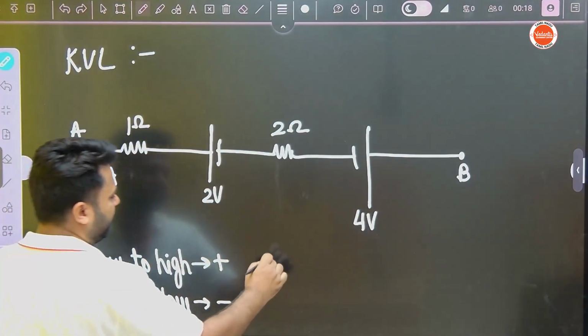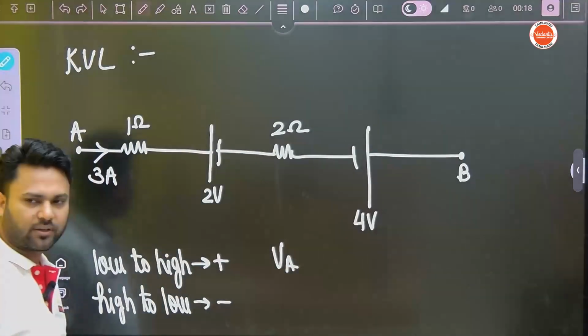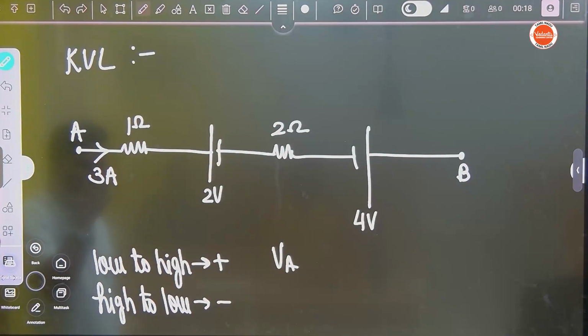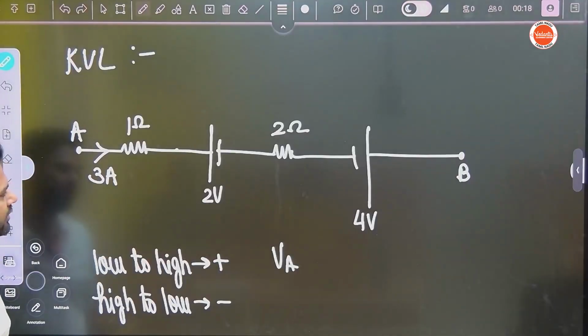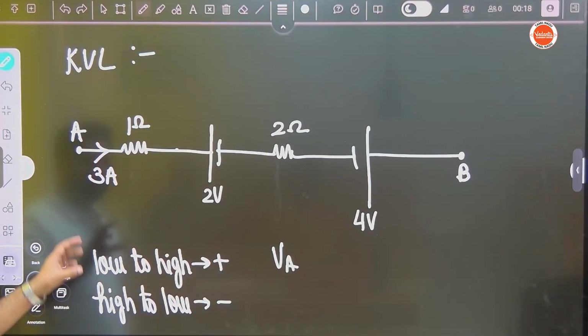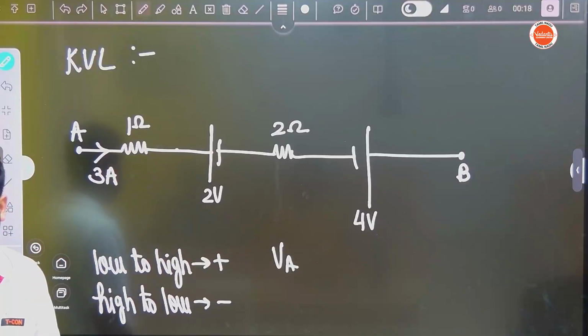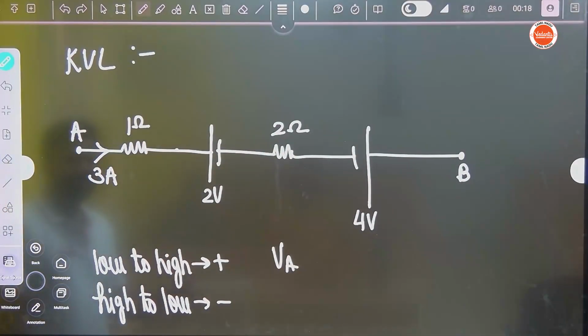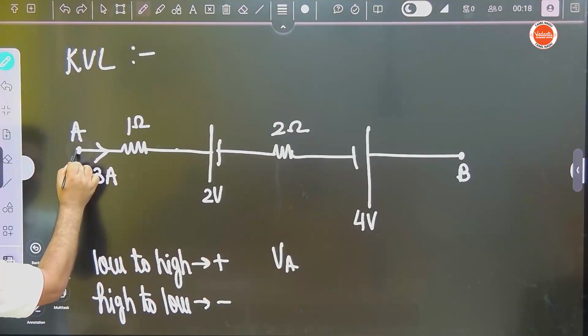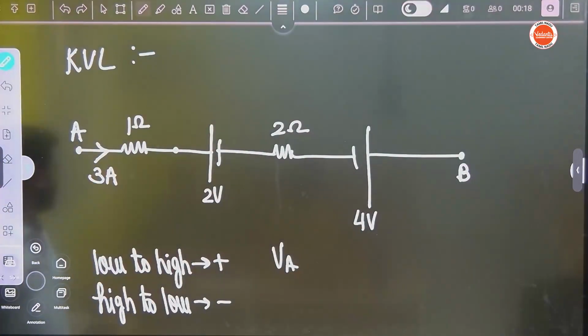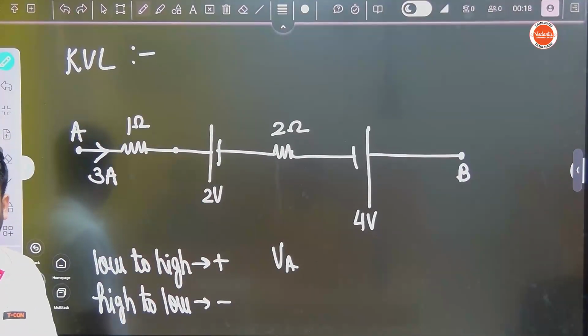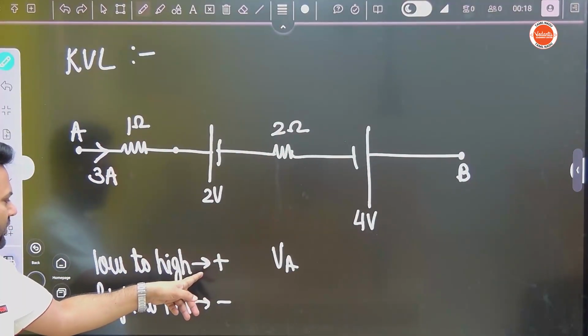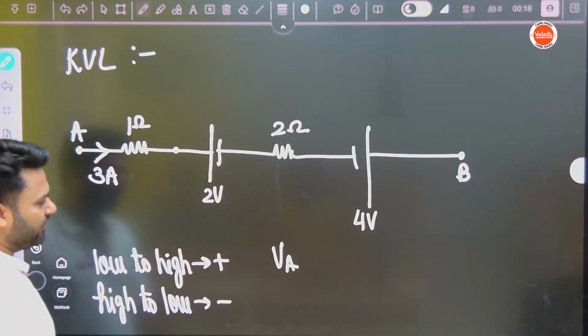Suppose here the potential is VA. I am writing VA. Correct? Now, when I move from here to this point, tell me, am I going from low voltage to high voltage or high voltage to low voltage? High to low. Why? Because current always flows from high potential to low potential. Current is flowing like this now, so this potential must be high, this potential must be low. So we are going from high to low. If we are going from high to low, we have to subtract.